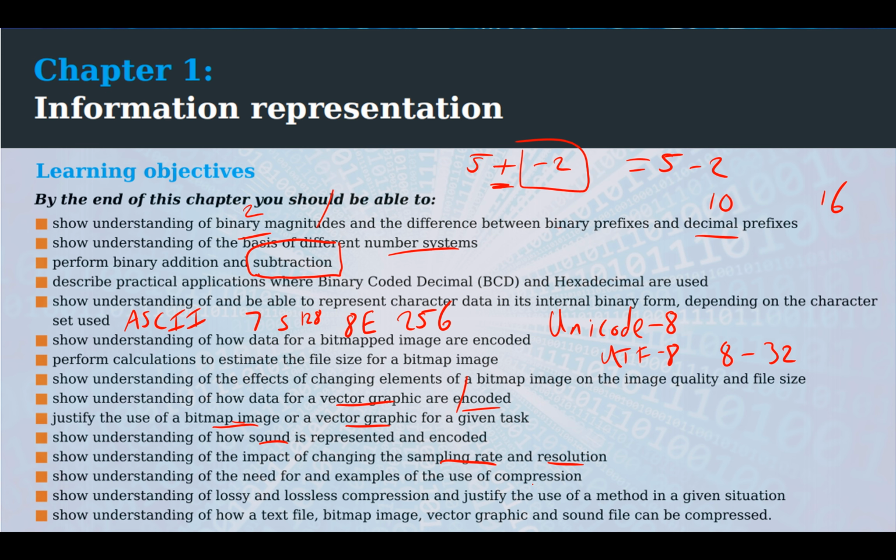Then we need to understand what compression is, why it's useful, and the advantages. We need to look at specific types of both lossy and lossless compression, and justify the use of each in a given situation.